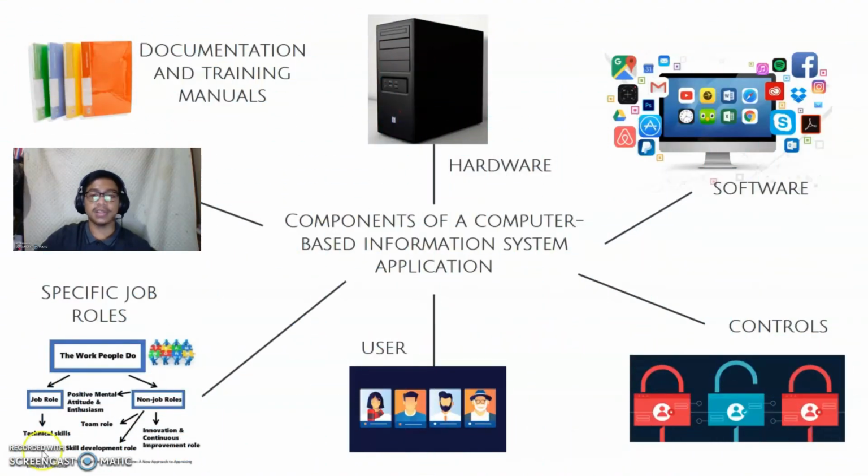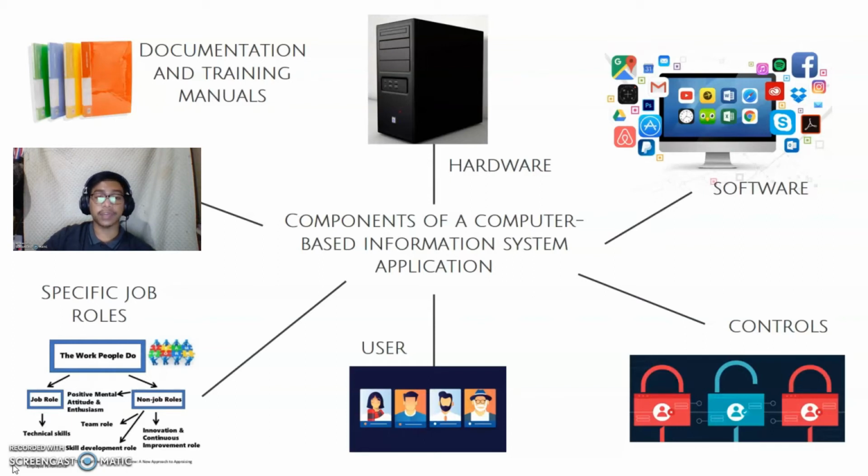So now we will talk about the components of a computer-based information system application. First one is hardware, second one is software, third is controls, fourth is user, fifth is specific job roles, and sixth is documentation and training manuals. So first of all, hardware. What is hardware? Quite simply, computer hardware is the physical components that a computer system requires to function. It encompasses everything with a circuit board that operates within a PC or laptop, like the motherboard, graphics cards, central processing unit, power supply, and so on.